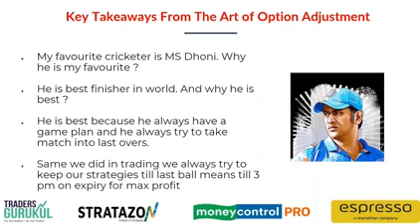If you saw his style of finishing, he always tries to take the game deep into the last over. Something like that. If you are doing option selling, you have to go till the last ball, till expiry, till 3:30 on expiry, and you will get maximum reward. The same we did in trading. We always try to keep our strategies till the last ball, meaning till 3 p.m. on expiry day for max profit. If you are doing option selling, you can correlate that.